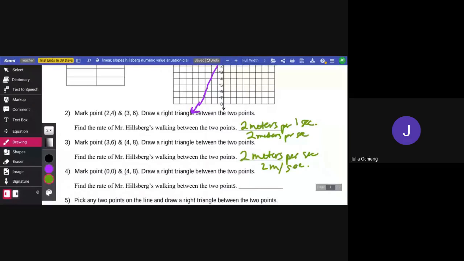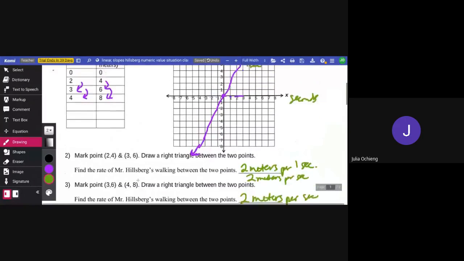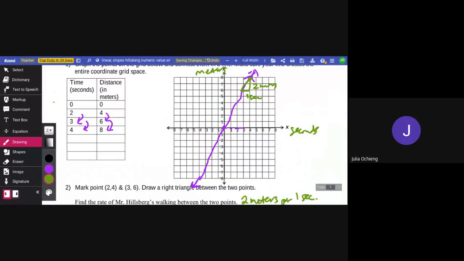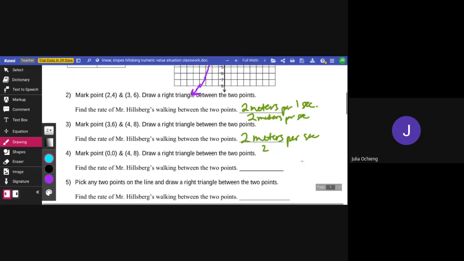All right, so number 4, mark 0, 0, and 4.8. So we'll do that now. So here's 0, 0, and here's 4.8. And they want to write triangle from there to there. Find the rate of Mr. Hillsberg's walking between those 2 points.